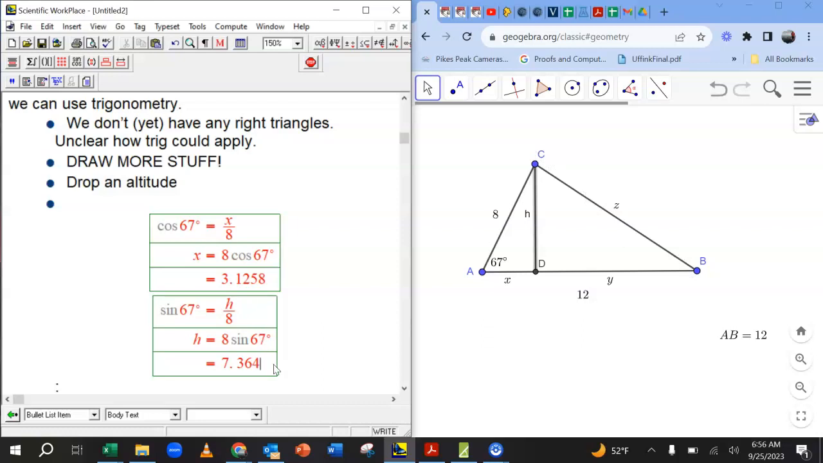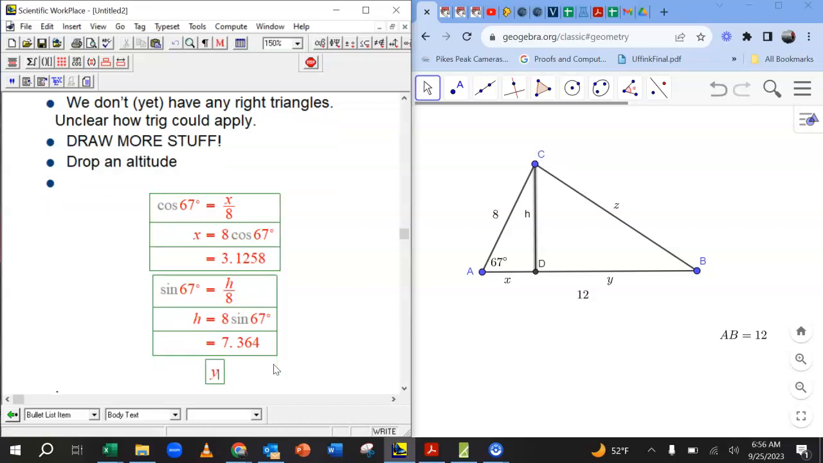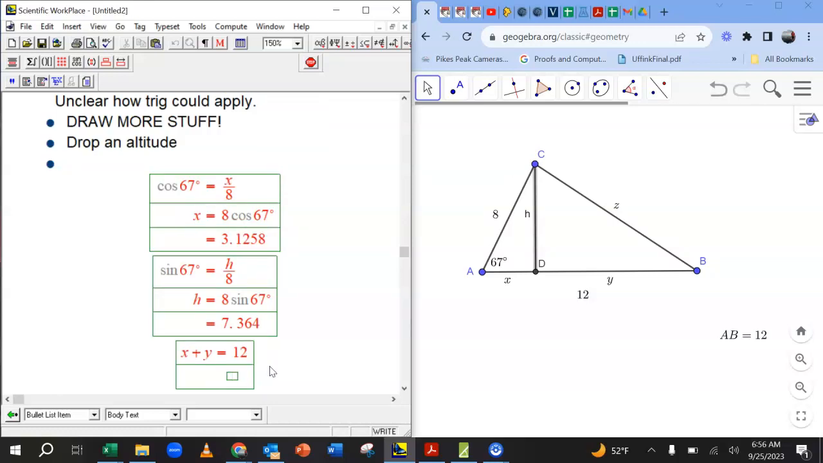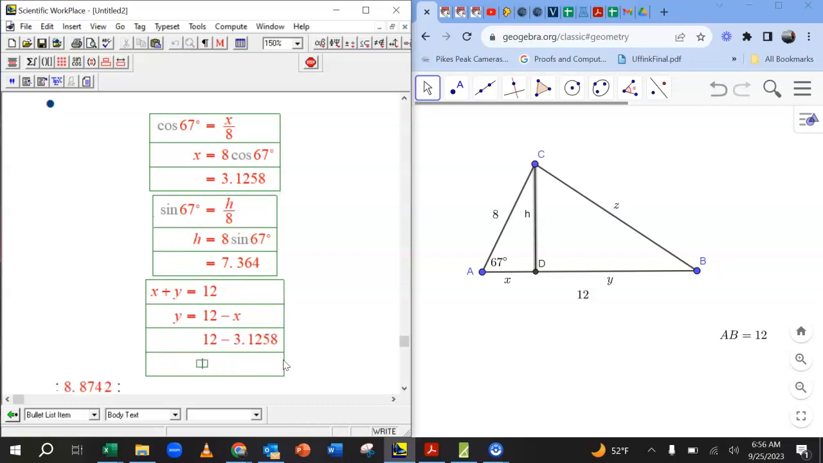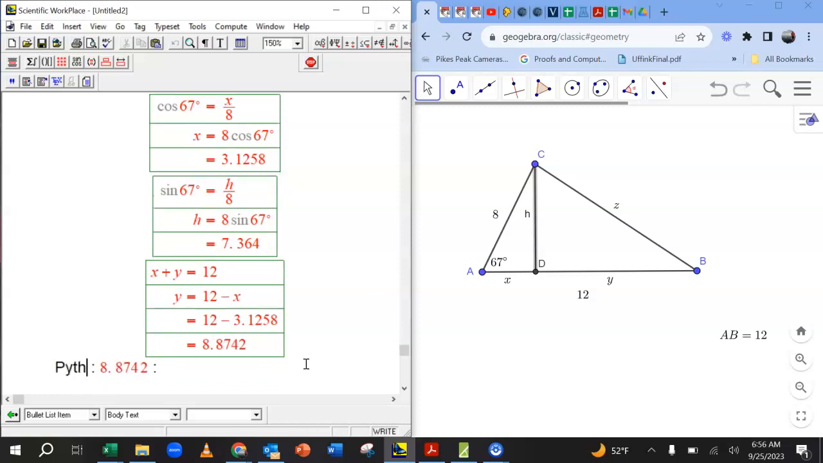Okay, and this is where people often miss a very, very basic thing, and that is X plus Y equals 12. Remember, when you have two segments making up the parts of a long segment, they add to the total. It's not that complicated, but people just kind of miss it. So that means Y is just 12 minus X. And so that's 12 minus the 3.1258. Let's calculate that. It's not super hard. And so that equals 8.8742.